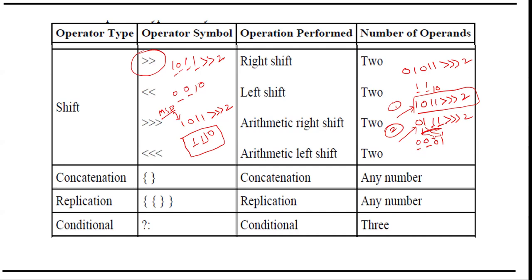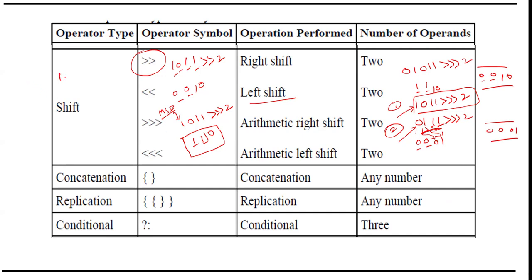Whereas in case of normal right shift, in both cases, the first case and the second case, those vacant positions are filled with zeros. Here also it is 0 0. Making sense or not? Yes, sir. That's how arithmetic right shift and normal right shift have differences. But left shift and arithmetic left shift will not have any differences.